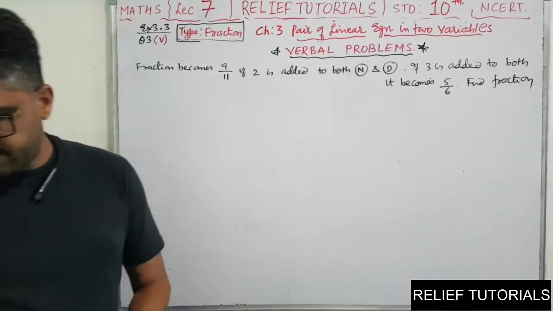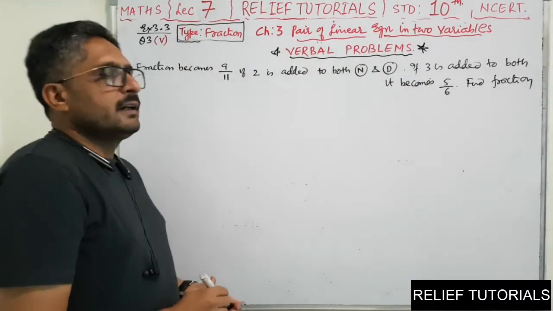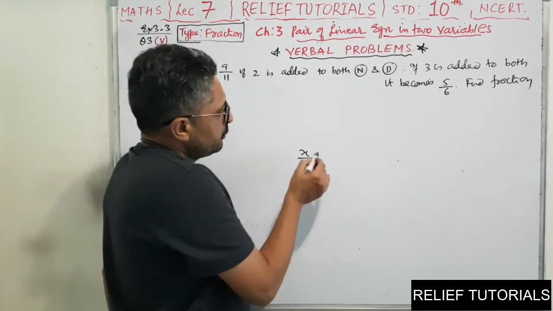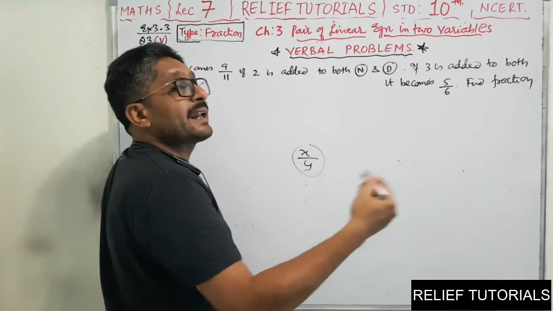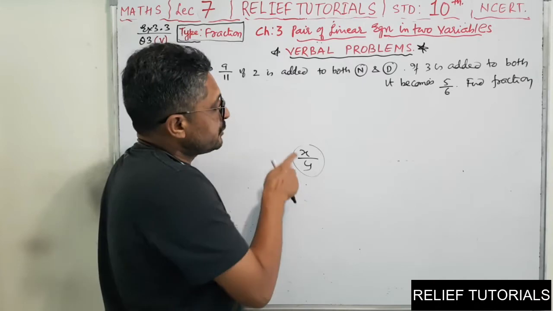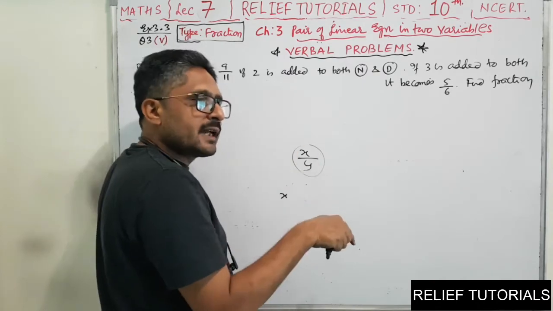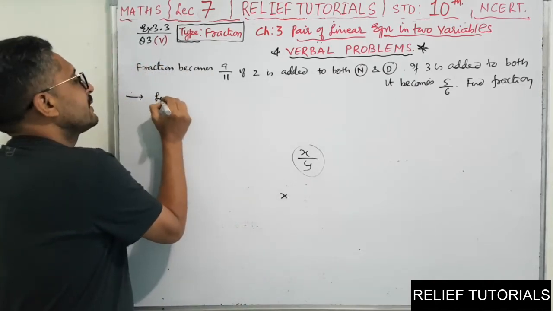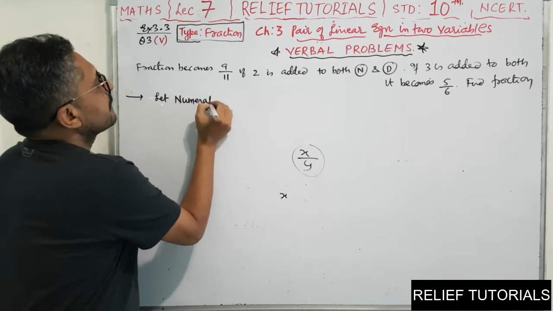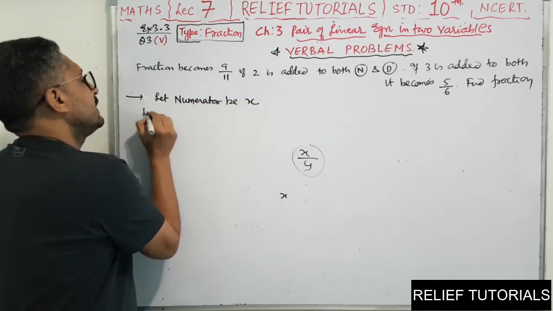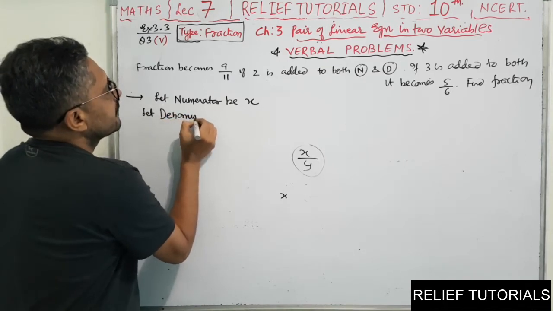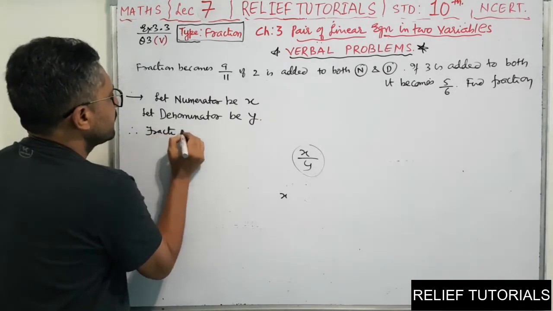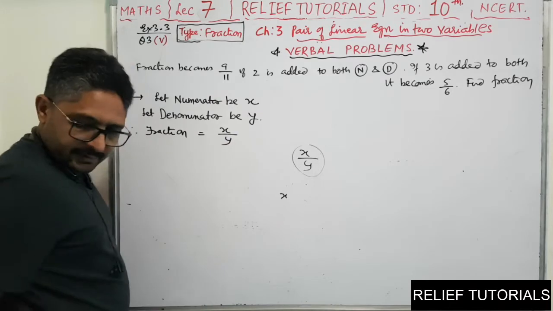See, this is our question. I have written the question here. You know what is the fraction? Fraction means x upon y. You want to find the fraction, so you can't suppose that let fraction be x. Why? Because fraction is made up of two things, numerator and denominator. So you have to suppose that let the numerator be x, let the denominator be y. So therefore fraction is equal to x upon y.